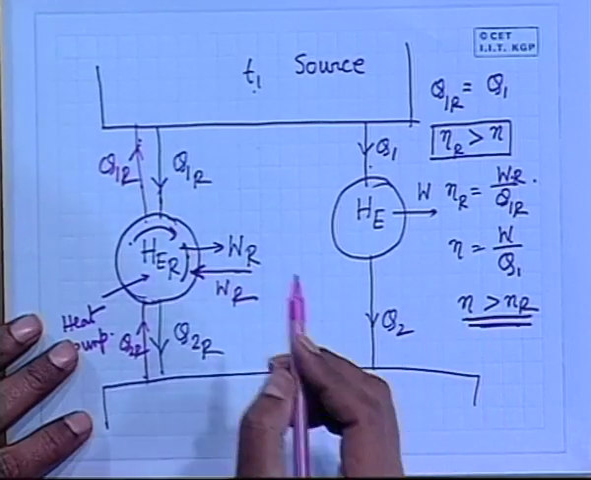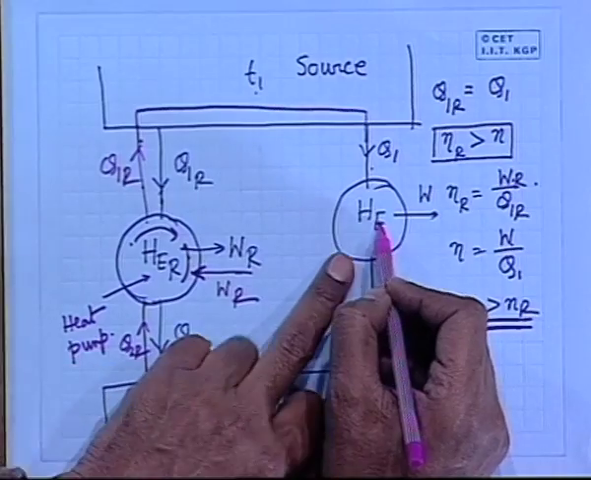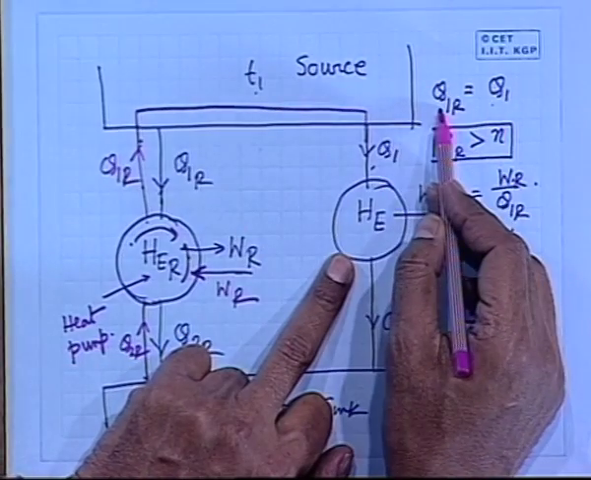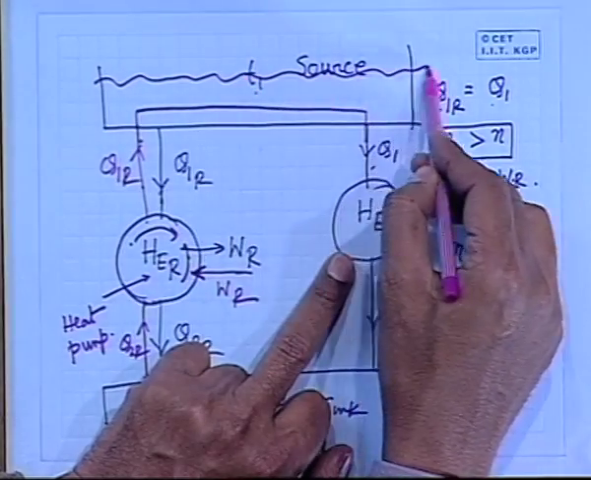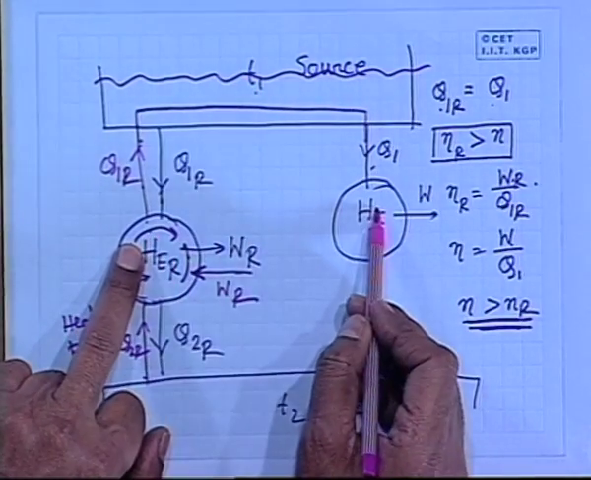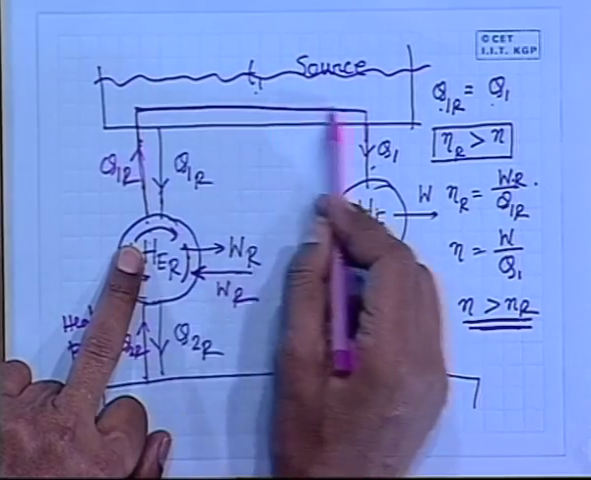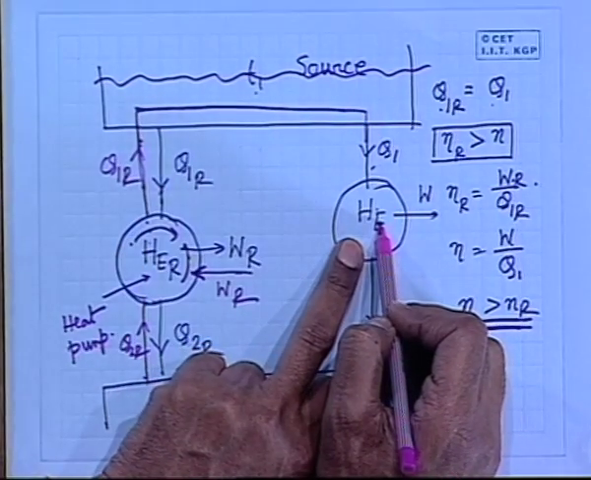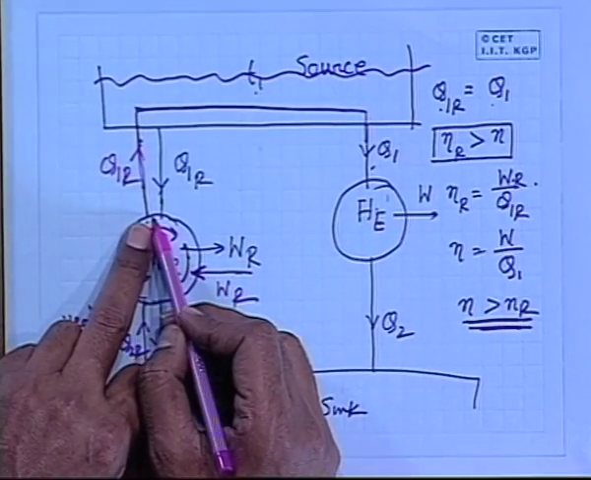All right? Now, this Q1R I can give to the heat engine, because this heat engine wants Q1, which is equal to Q1R. So this source is redundant, not required. That means the system here will act as a source. That means I can link this, because this Q1R, which is elevated, will be given to this heat engine. That means the reversed heat engine will act as a source to this.